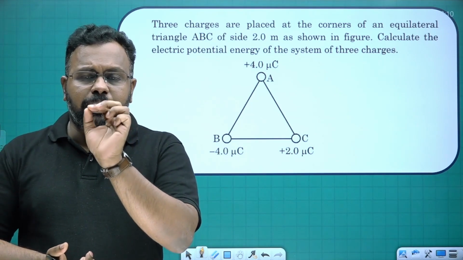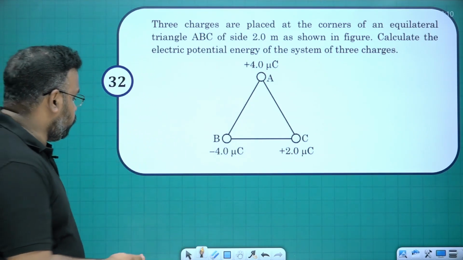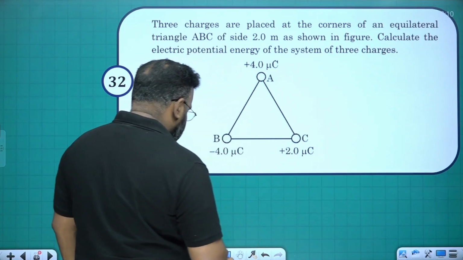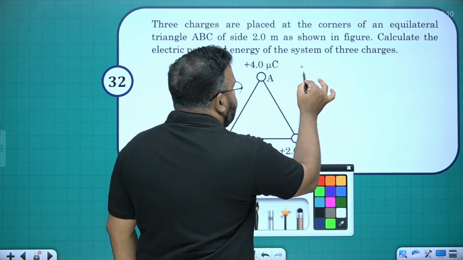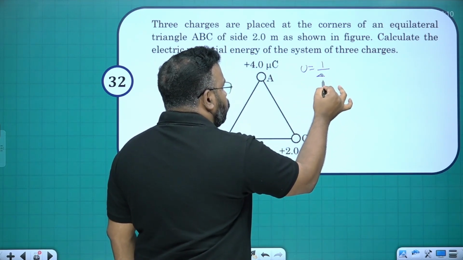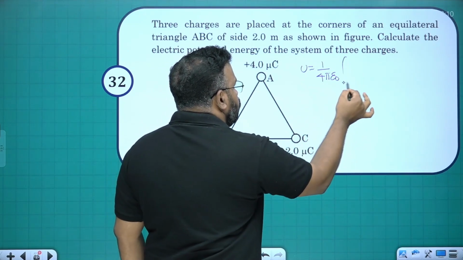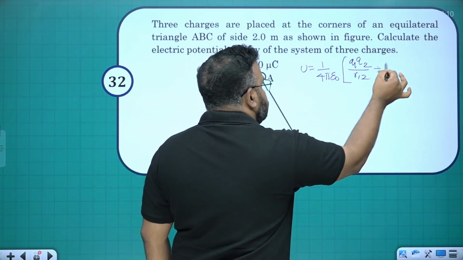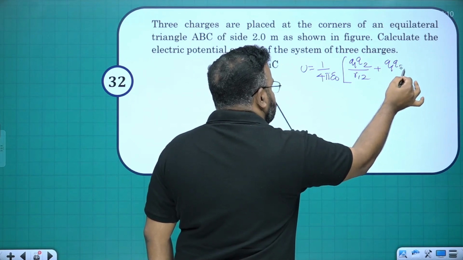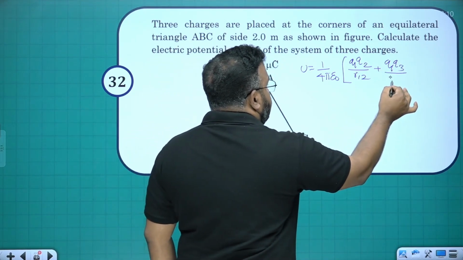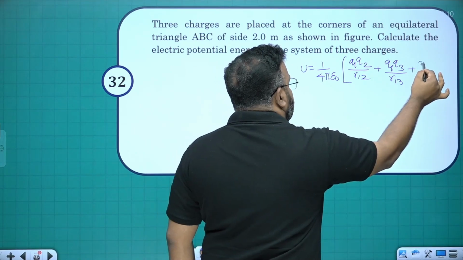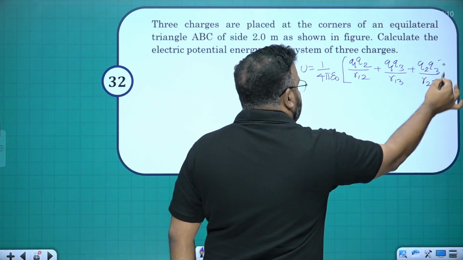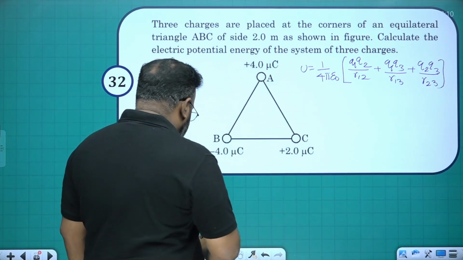My dear students, you know that this is a direct question, isn't it? Electric potential energy of a system of 3 charges. What is the formula? The potential energy of a system of 3 charges is 1 by 4 pi epsilon naught into Q1 Q2 by R12 plus Q1 Q3 by R13 plus Q2 Q3 by R23. So we can substitute.